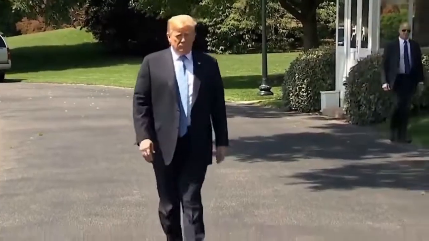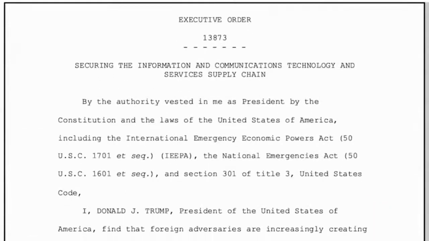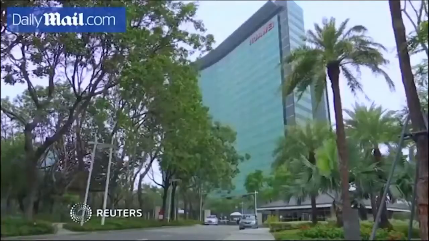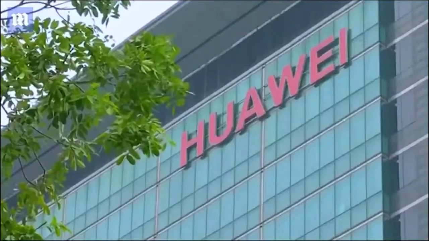President Trump has signed an executive order banning U.S. companies from using equipment made by foreign firms that pose a national security risk. It's a sweeping order, targeting pretty much just one company, Huawei. A one-two punch aimed at the world's largest telecom equipment maker.